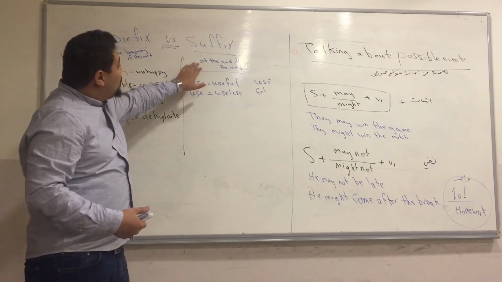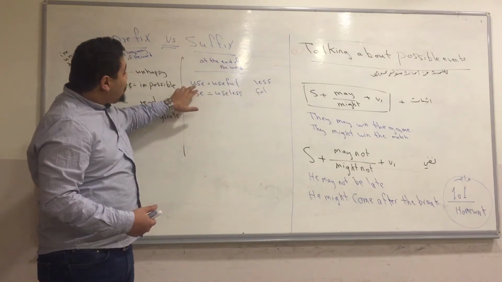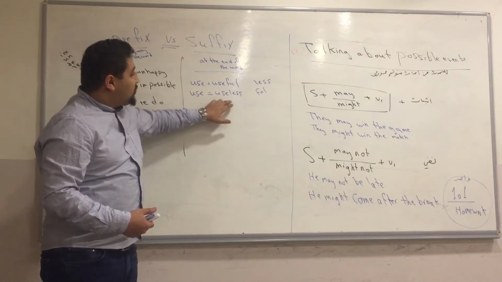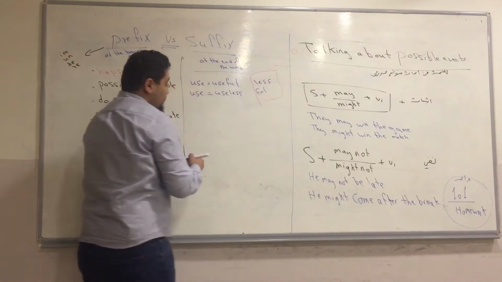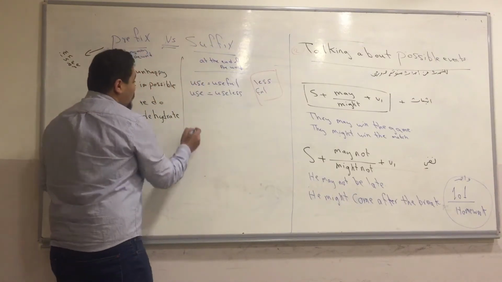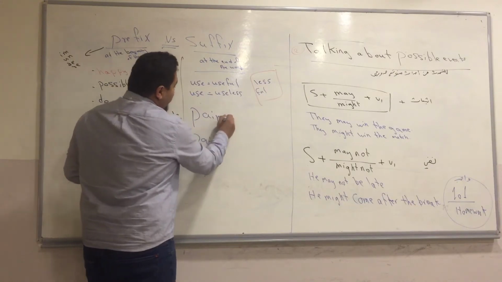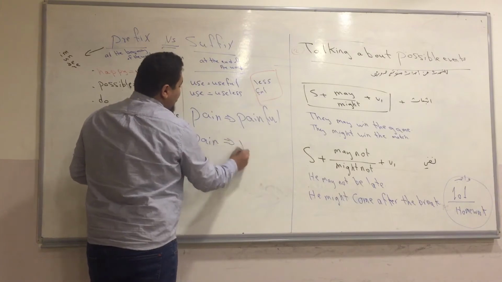Meanwhile, a suffix we use at the end of the word. For example, use, useful, or use, useless. As you can see here, we have two suffixes, less and full. Or I can add two more. Pain becomes painful and painless.